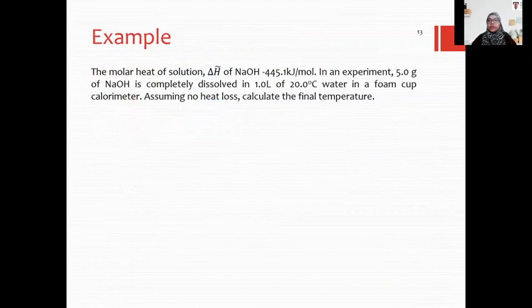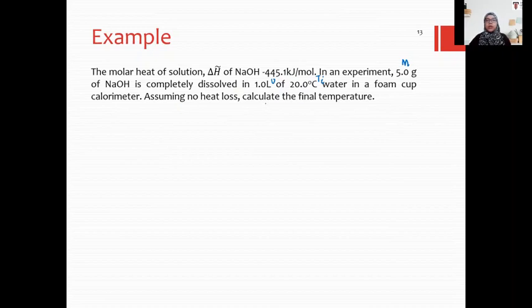Okay, let's take a look at a simple example to have a deeper understanding of the heat of solution. The molar heat of solution of sodium hydroxide is minus 445.1 kilojoules per mole. In an experiment, 5 grams of sodium hydroxide is completely dissolved in 1 liter of 20 degrees Celsius water in a calorimeter. So 20 degrees Celsius is the initial temperature.